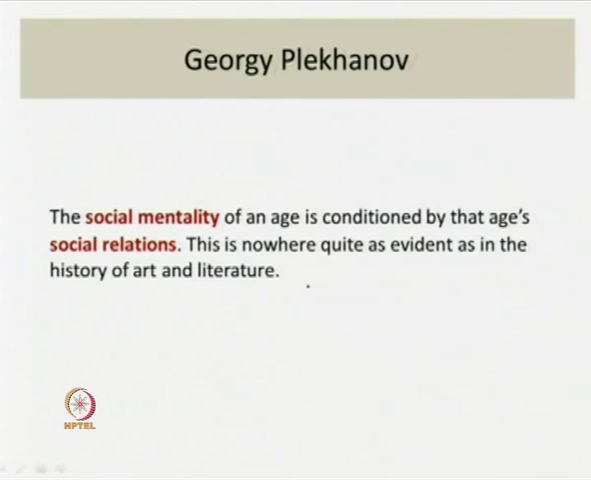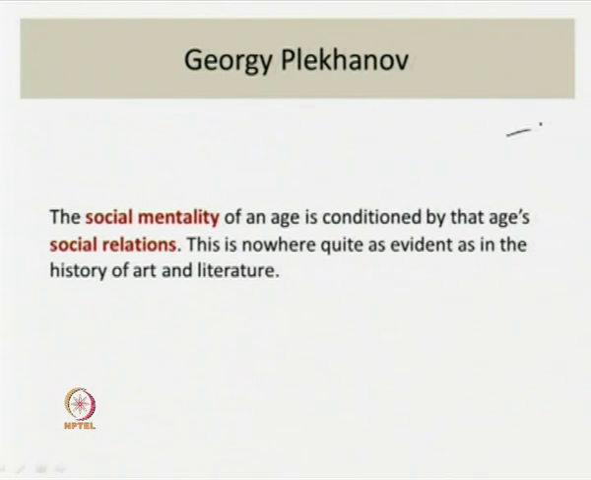Now, we are going to move into Marxist literary criticism proper, and what I have done in this lecture is, obviously there are several ways in which we could talk about a Marxist literary criticism. Sometimes we can just refer to one book, for instance, Terry Eagleton's very important book on Marxist literary criticism. What I have done here, however, is I have tried to bring to you some of the important formulations, comments and pronouncements on Marxist literary criticism from a couple of sources, in a bid to enrich our understanding of Marxism. And with that view in mind, we have first a quotation from Plekhanov, who says that the social mentality of an age is conditioned by that age's social relations.